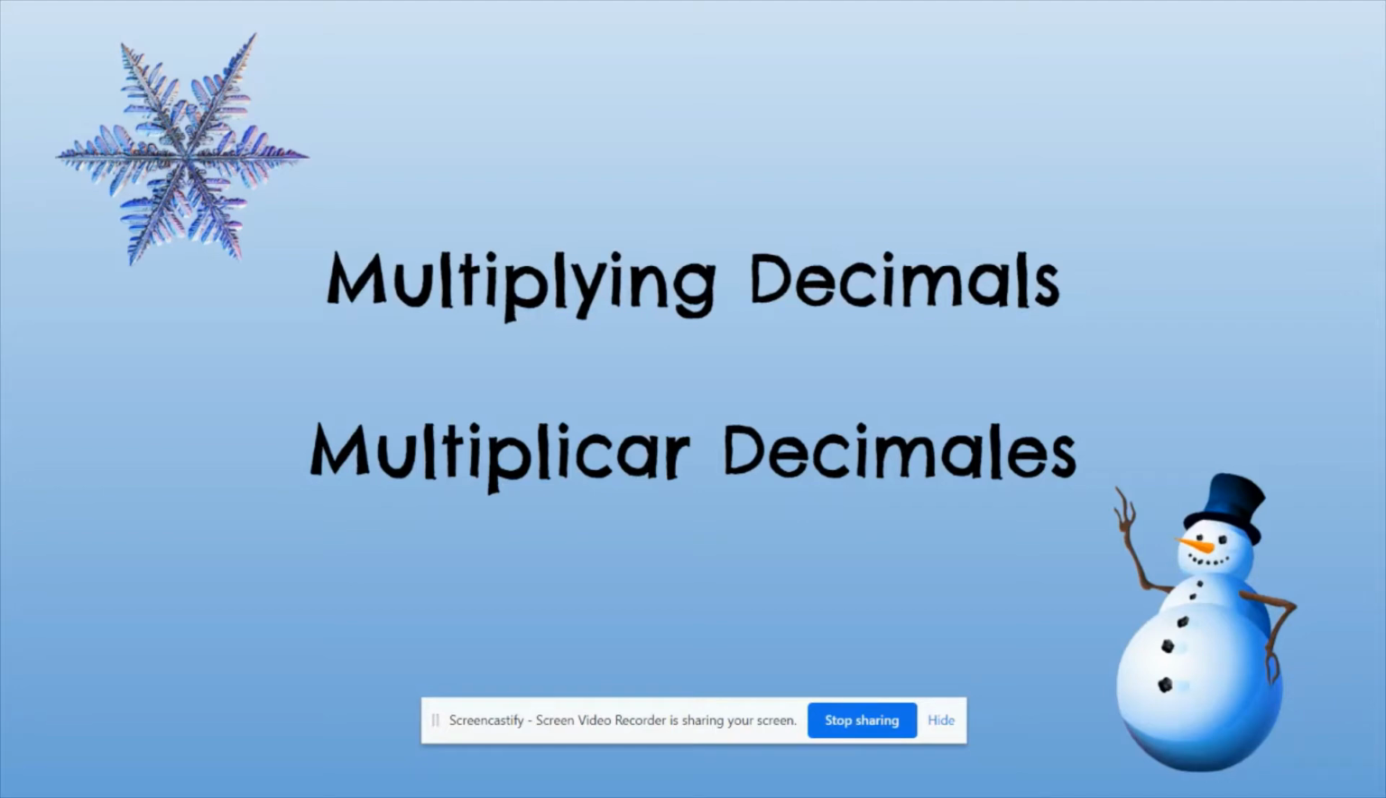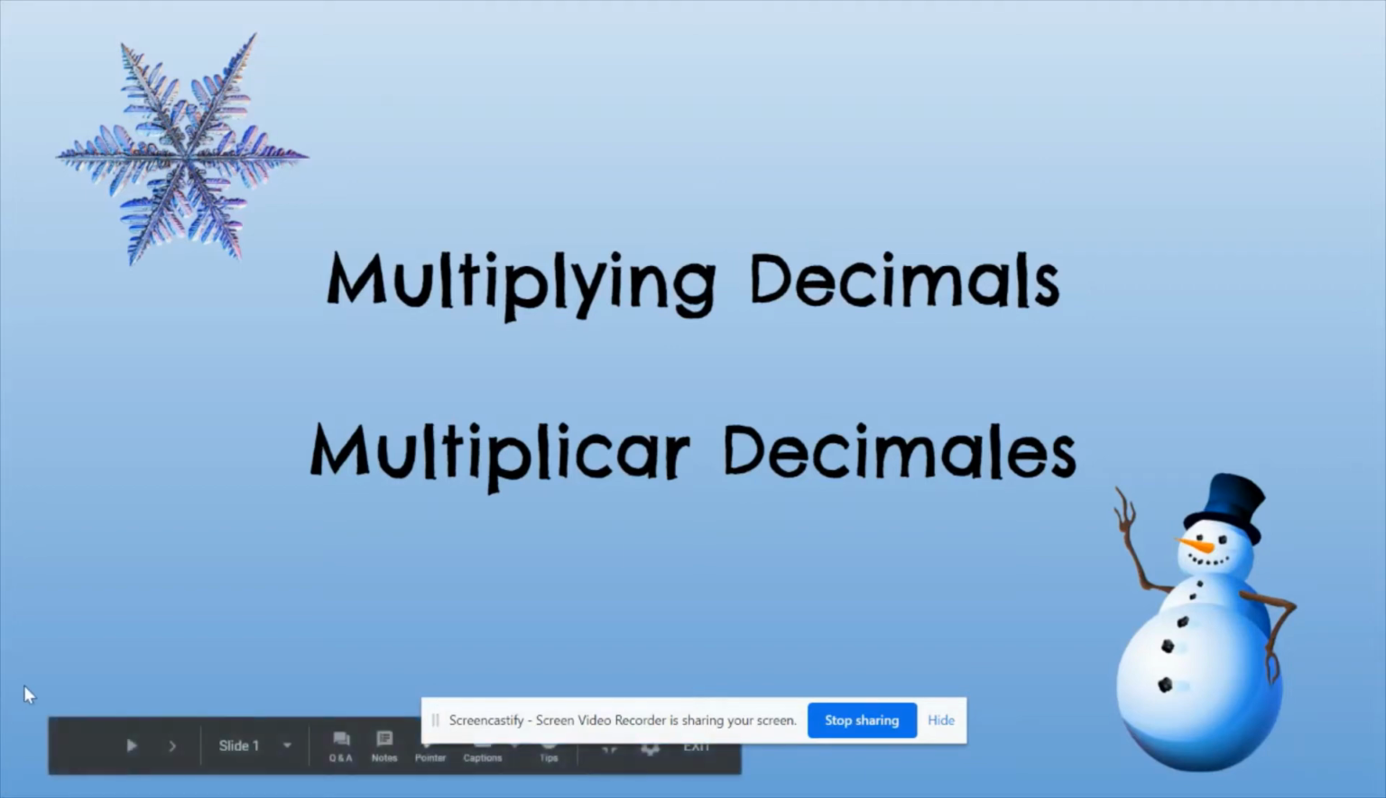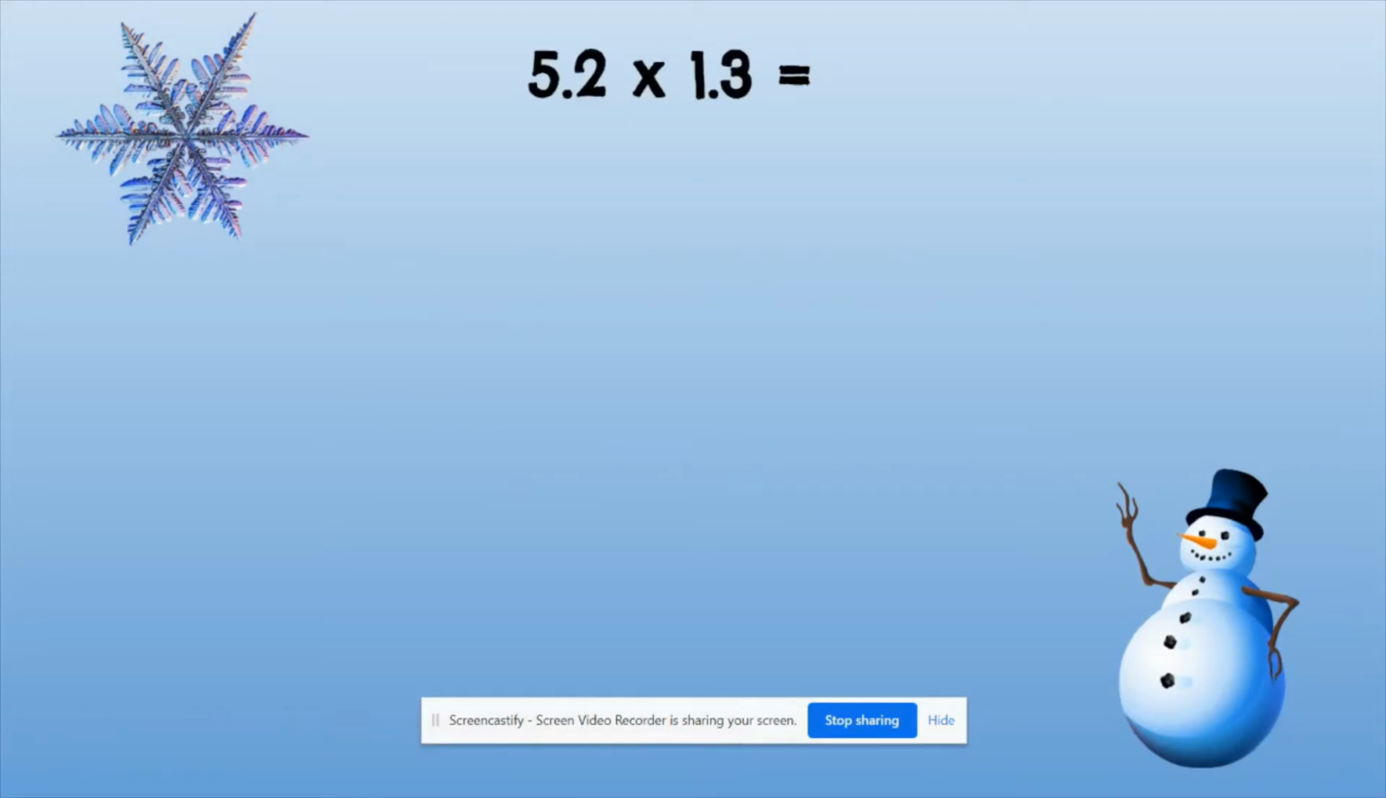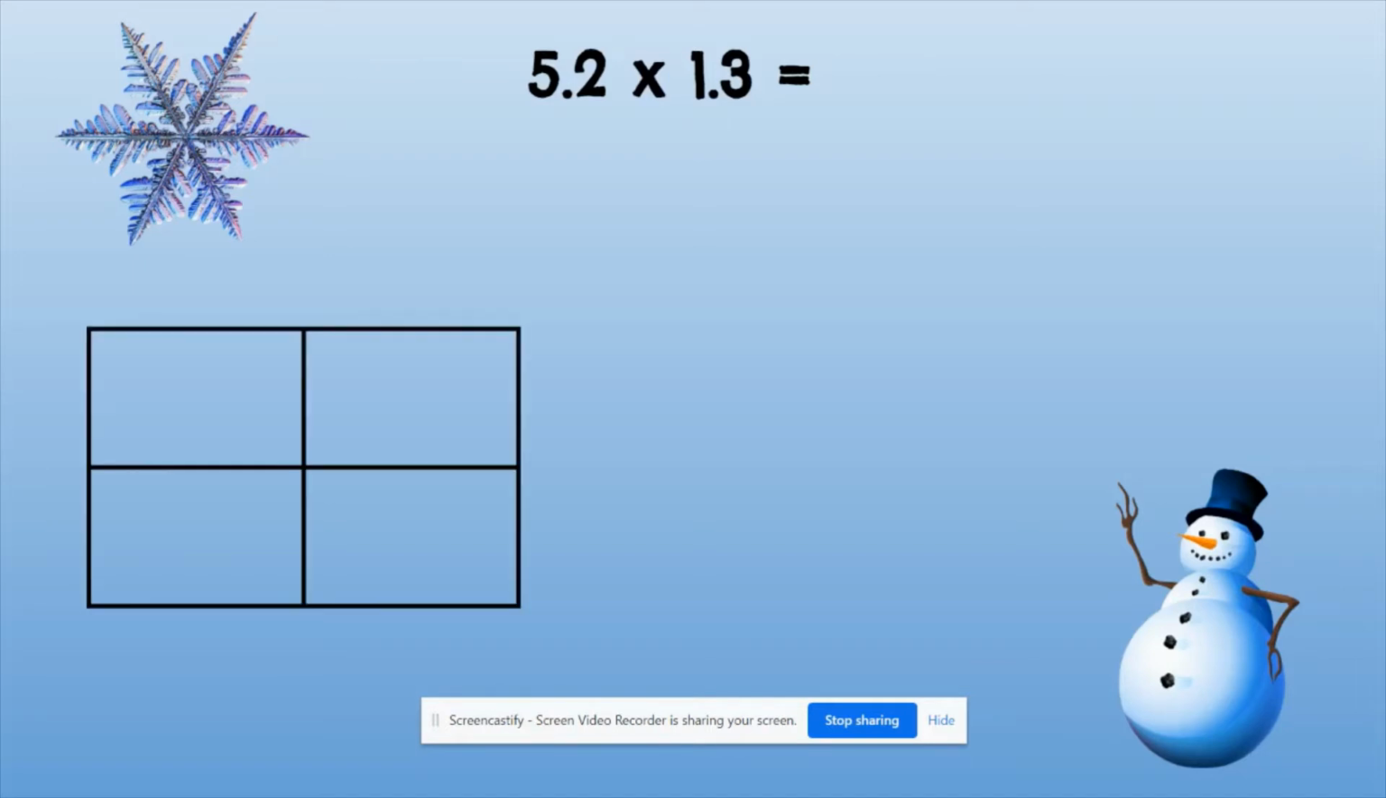In this video, we will go over a strategy for multiplying decimals which can be found in Unit 2 of the 5th grade curriculum. The problem we'll be working on today is 5 2/10 times 1 3/10, and we will use the area model to set this up and solve.